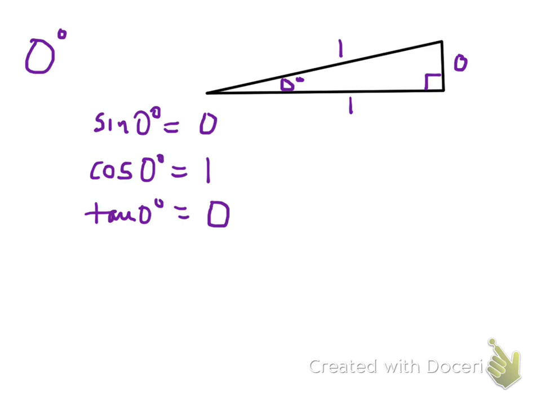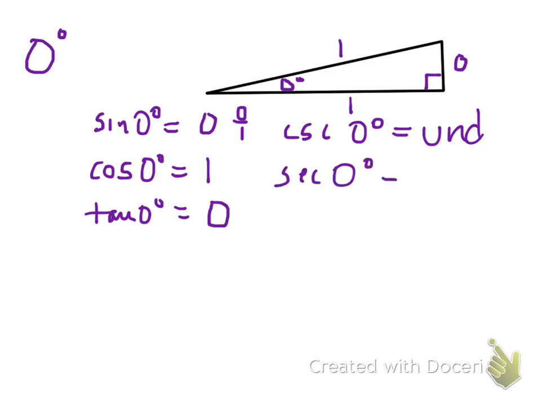Okay? Cosecant. The reciprocal of 0 is an ugly thing, right? It's undefined. Just remember the sine of 0 was 0 over 1. What's 1 over 0? It's undefined. There's no definition for division by 0. The secant of 0 is the reciprocal of 1, which is 1.